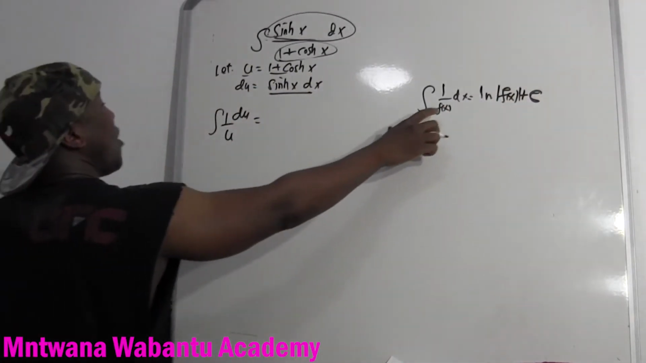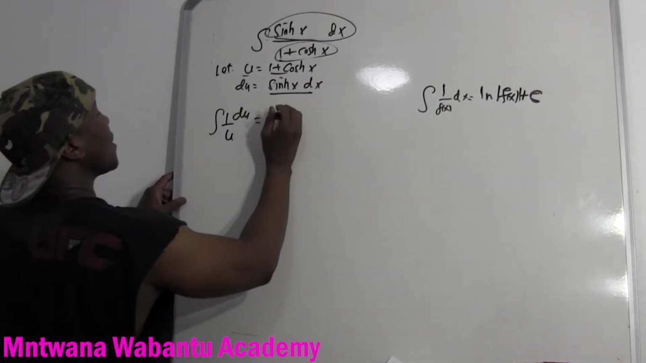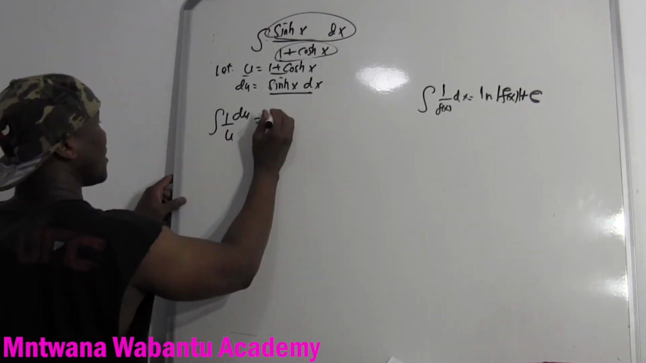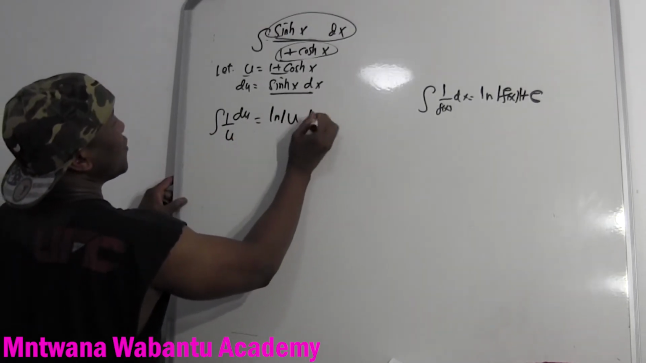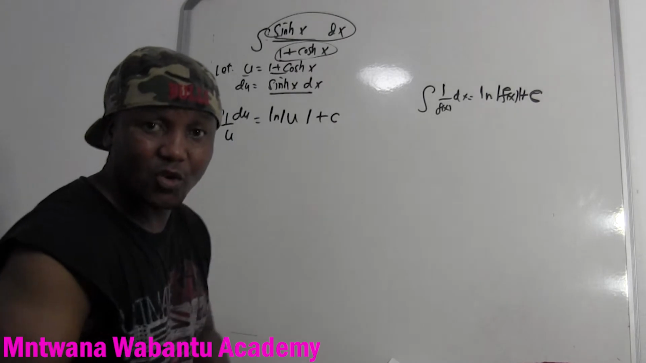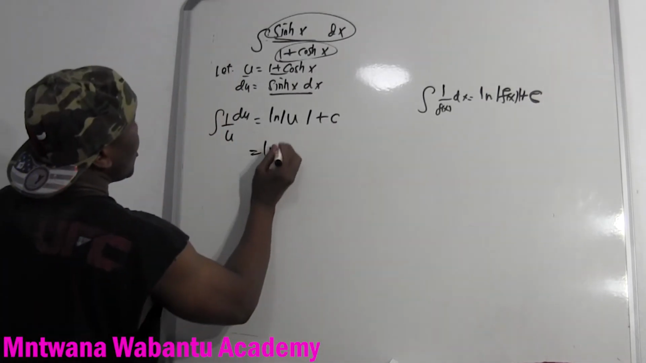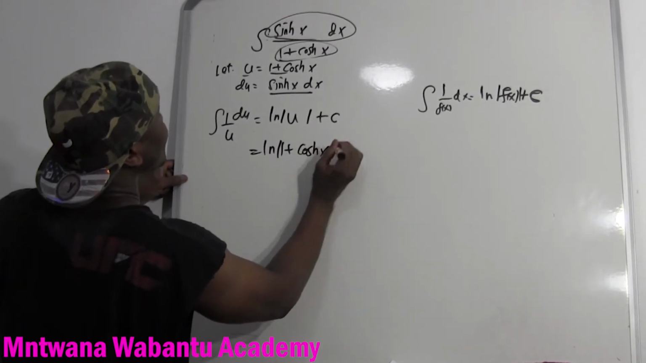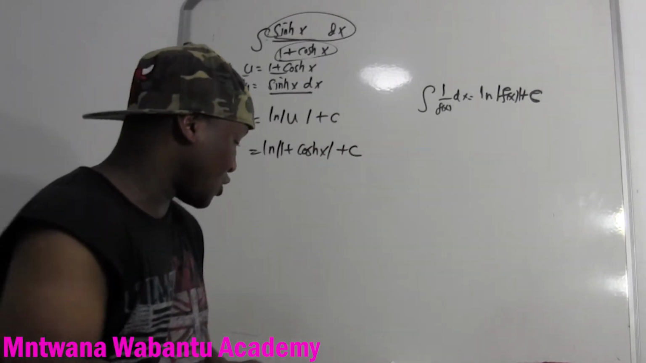If you have a fix at the bottom, so this is the same as that one. So it's going to be ln absolute of u plus constant, because we don't have a limit, so you can just say constant. So this is equal to ln of u, and what is u? u equals 1 plus cos x, plus constant. So we're done with this question, we go to the next one.